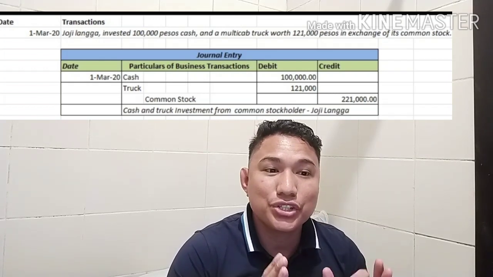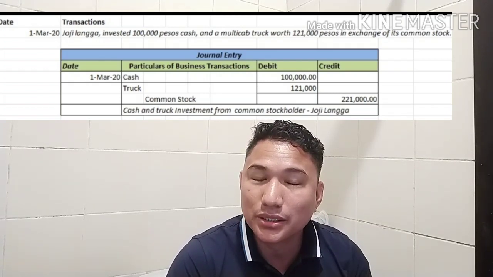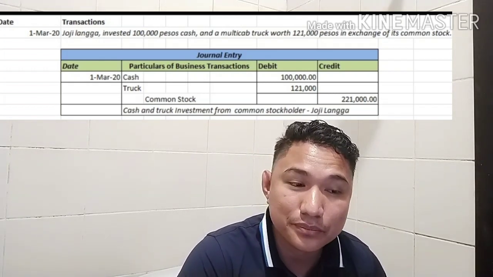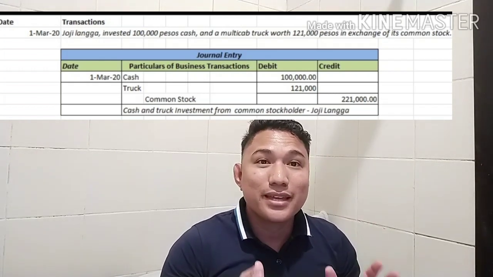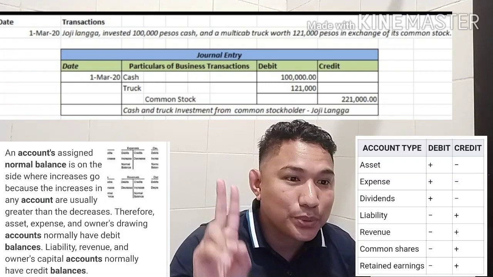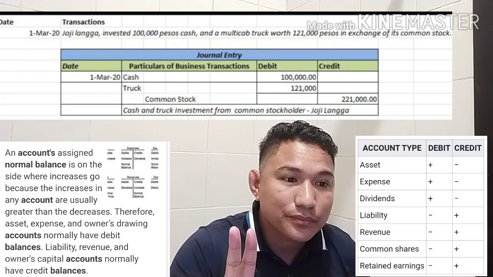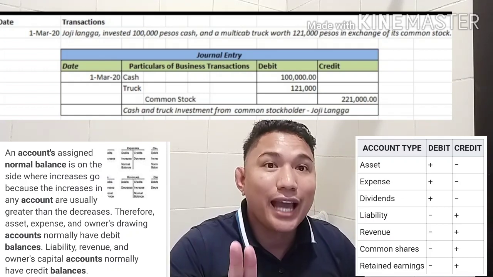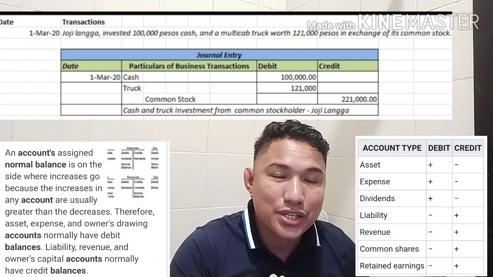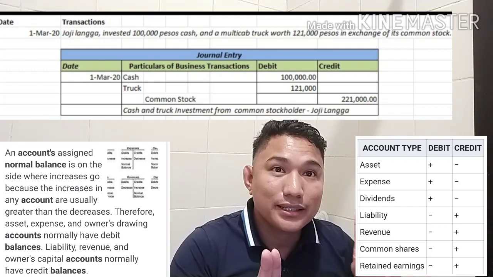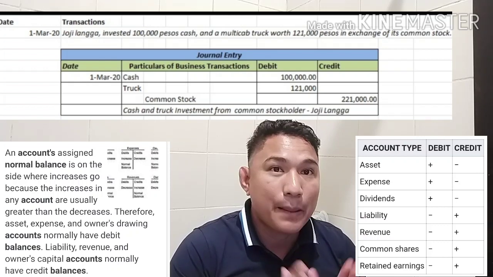Okay, since Joji Langa invested 100,000 pesos and a multi-cab worth 121,000 pesos, this is the time that these two columns are very important. You have to put the amount of the transaction in the debit side, and an equal amount of the transaction in the credit side. Make sure that the debit and the credit in every transaction is balanced.